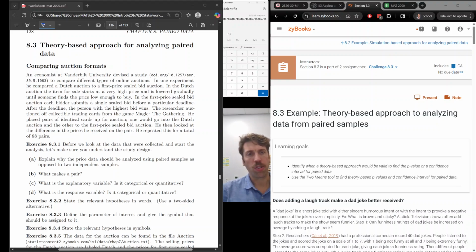So in this situation, we've got an economist at Vanderbilt University who's come up with a study to look at different types of online auctions. And so he's selling some different Magic the Gathering cards.